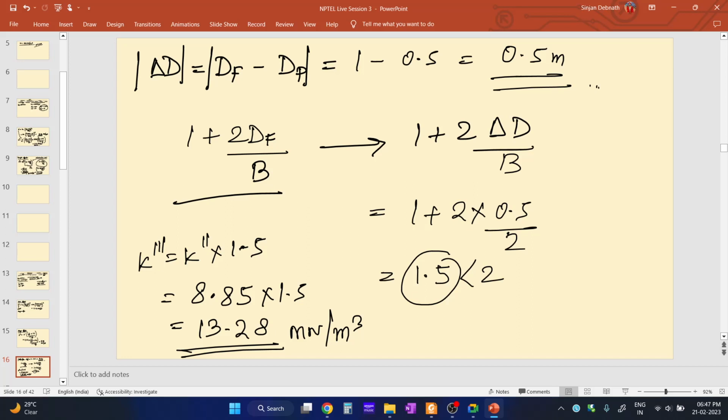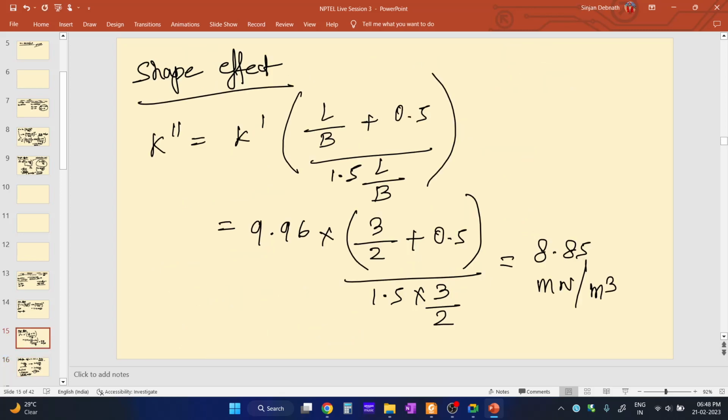If you still have any problem, you can ask me, or I will proceed to the next problem. You may take a couple of minutes to understand this problem. This one is a very interesting problem.